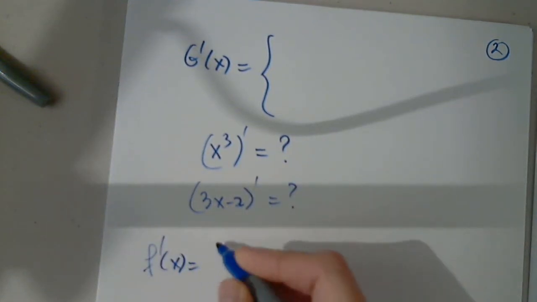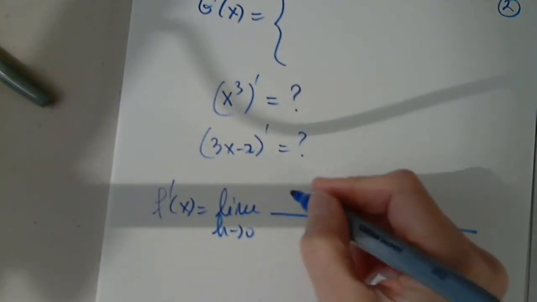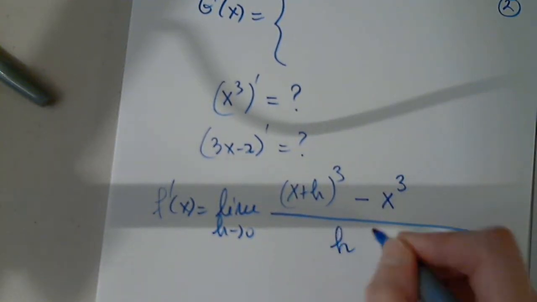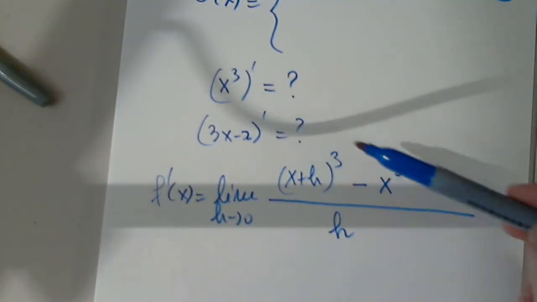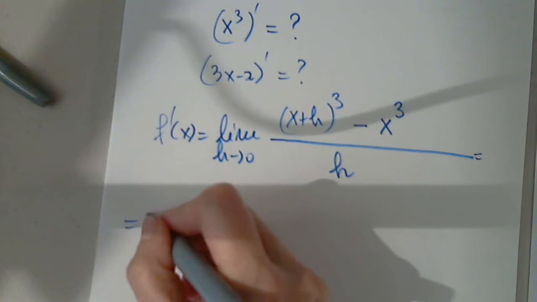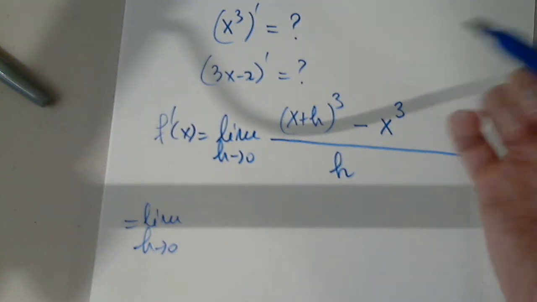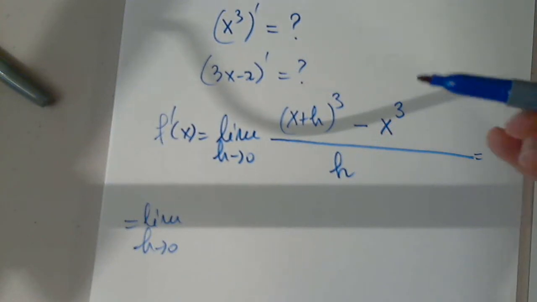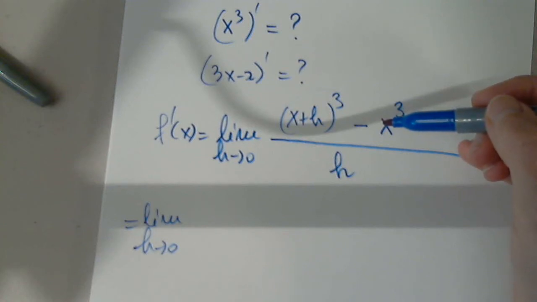So f prime of x equals the limit as h approaches 0 of x plus h to the third minus x to the third, divided by h. This is the limit of the difference quotient, f of x plus h minus f of x divided by h. Now, we have two options here. We either expand this and then subtract x cubed, or we use the difference of cubes and factor. Which route would you like me to go?